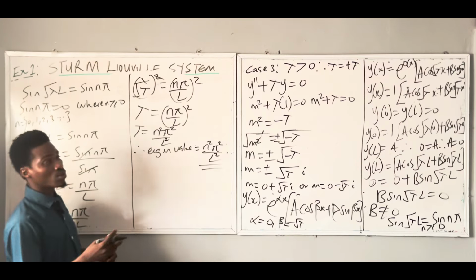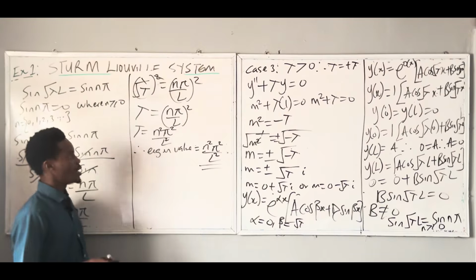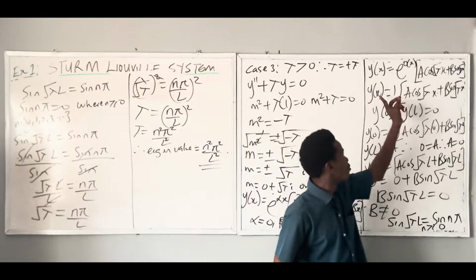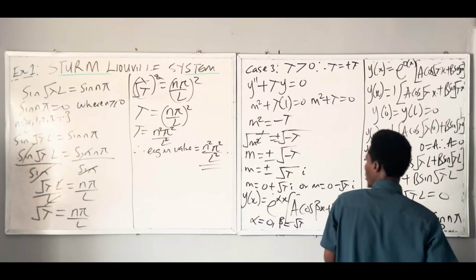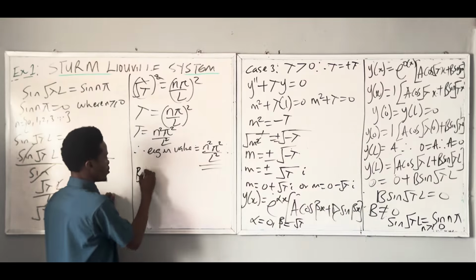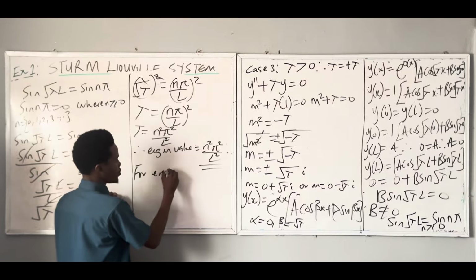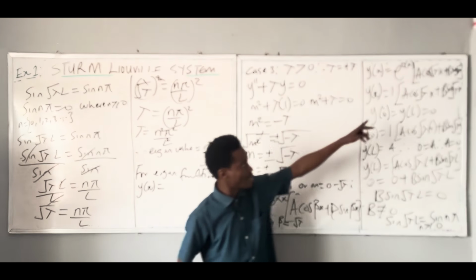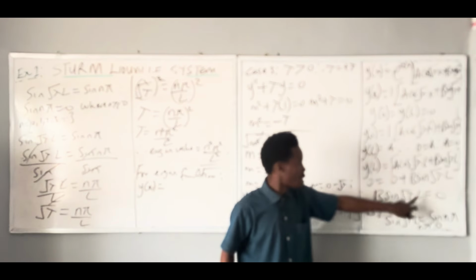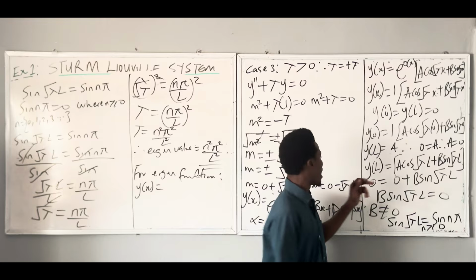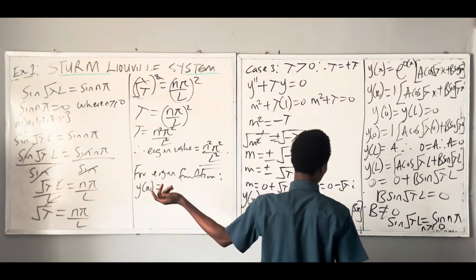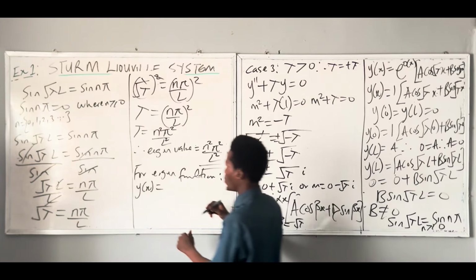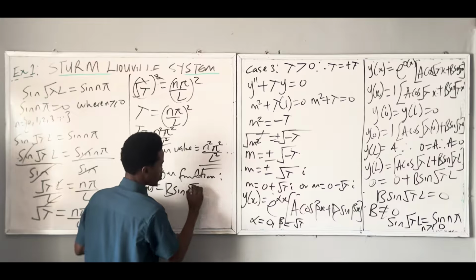So my next step is to find the corresponding eigenfunction. How am I going to find the corresponding eigenfunction? I will go to where I see lambda in my y of x, my general solution, which is B sine root lambda x. For the eigenfunction, I'm not going to consider the other term. I'm going to consider only B sine root lambda n x. Whenever I see root lambda n, I put n squared pi squared over l squared.